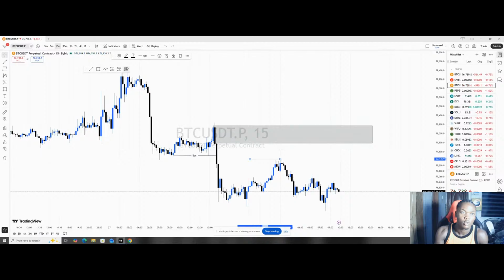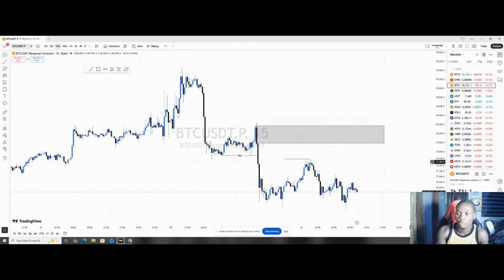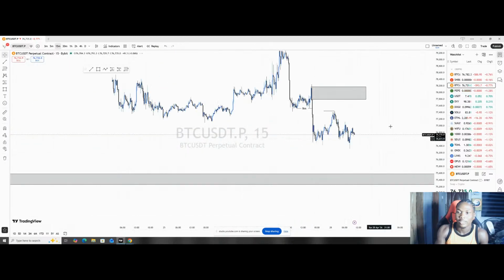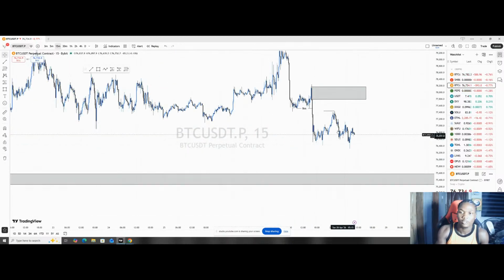When the market comes to this order block, we could actually wait for confirmation, a change of character, signifying that the market is going to still go bearish. But we could enter this trade aggressively either way. I don't think this trade is going to trigger today, so let's just wait and see what's going to happen.